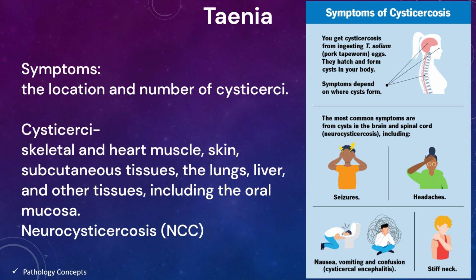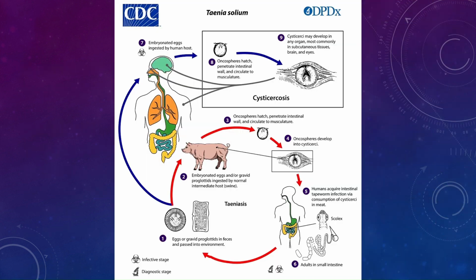Symptoms. The symptoms of cysticercosis vary depending upon the location and number of cysticerci. Cysticerci may develop in the skeletal and heart muscle, skin, subcutaneous tissue, lungs, liver and other tissue including oral mucosa. Cysticerci can migrate to central nervous system and cause neurocysticercosis in case of Taenia solium. Other symptoms are mild abdominal symptoms and passage of proglottids in the stool. Occasionally it can cause appendicitis and cholangitis.